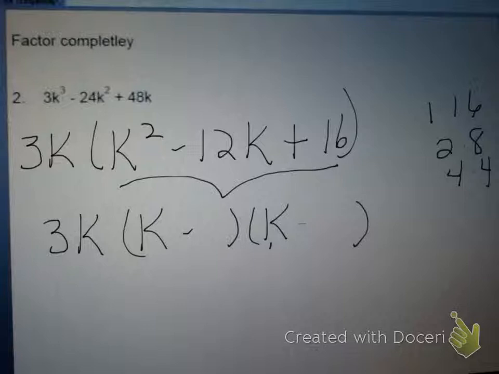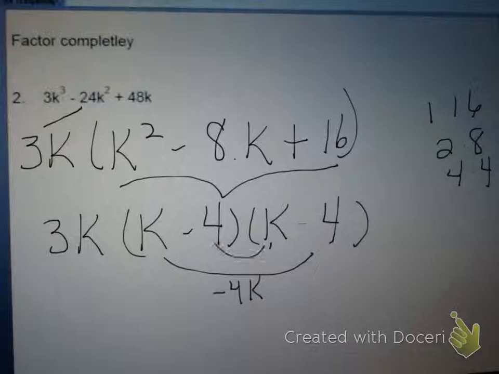Okay, I made an error right here. 3 goes into 24 8 times, not 12. Okay, now it will work. So that's a negative 4k, and a negative 4k is a negative 8k. Okay, and that is the end of day 2 on factoring completely.